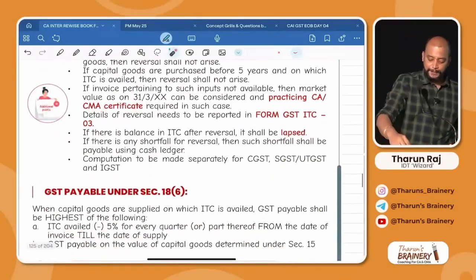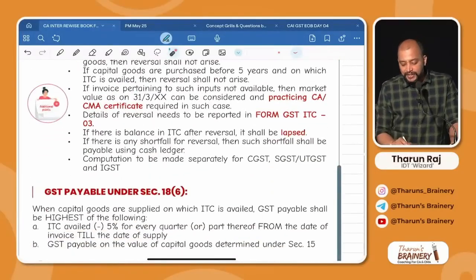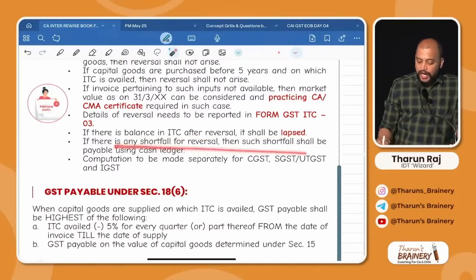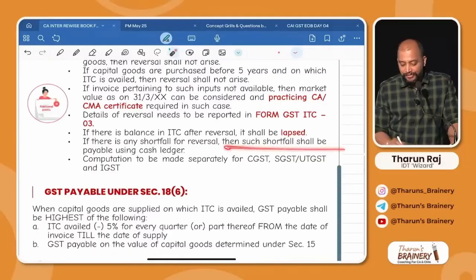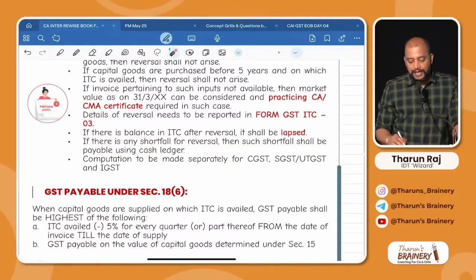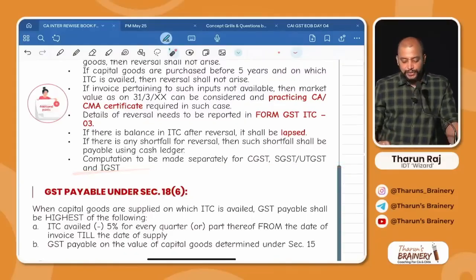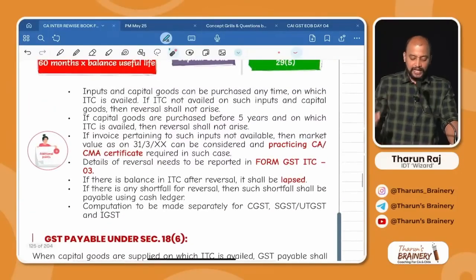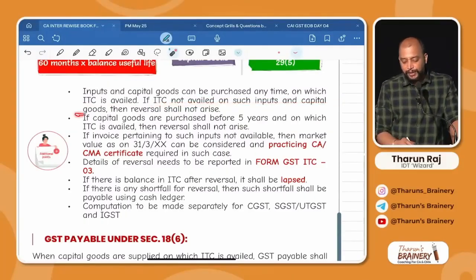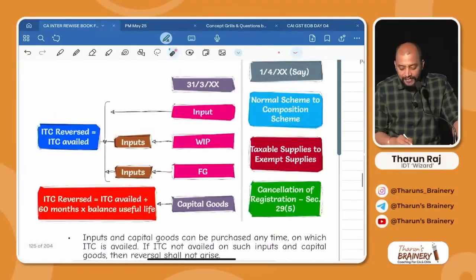See the last 2 points. Last 3. If there is a balance in ITC after reversal, it shall be lapsed. If there is any shortfall for reversal, then such shortfall shall be payable using cash ledger. And we need to do this computation separately for CGST, SGST, UTGST and IGST. Then see the first point. Inputs and capital goods can be purchased any time on which ITC availed. If ITC not availed on such inputs and capital goods, then reversal shall not arise. Correct? Only if you avail ITC you need to reverse.